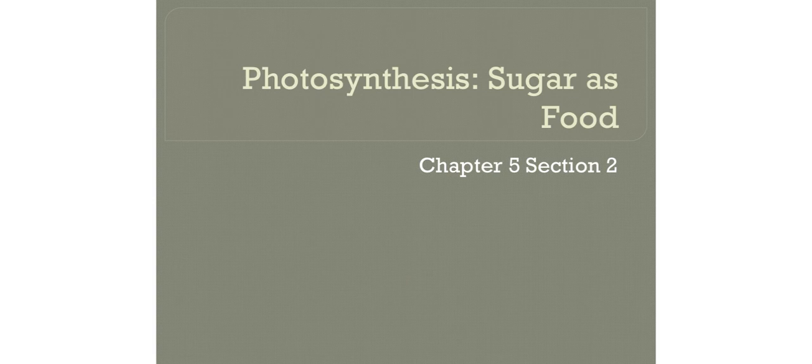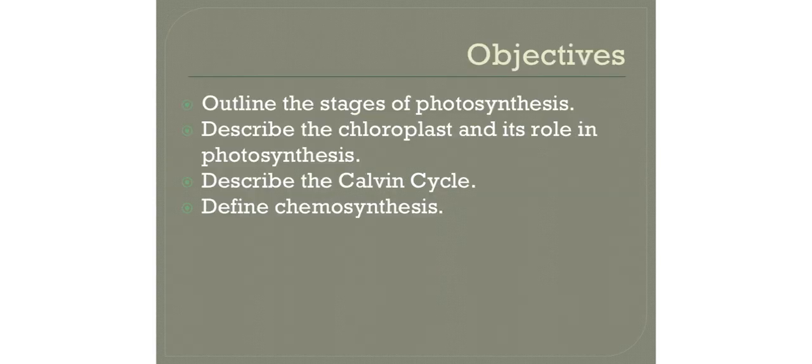I want you to focus on a couple of things, thinking how is energy used and how is energy created in this video. As we continue on, we're going to know that we need certain things in order for plants to be useful for heterotrophs. After this video, you should be able to outline the stages of photosynthesis, describe the chloroplast and its role in photosynthesis, describe the Calvin cycle, and finally, define chemosynthesis. I lied, you're actually not doing that last one. I forgot to take that out of the slide.